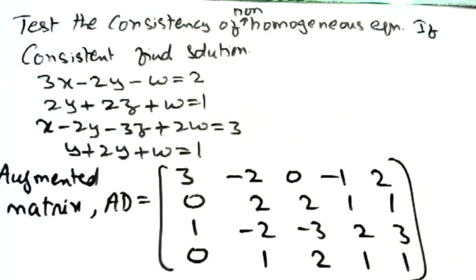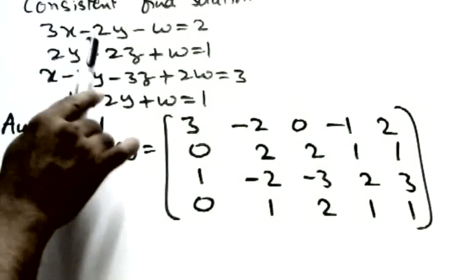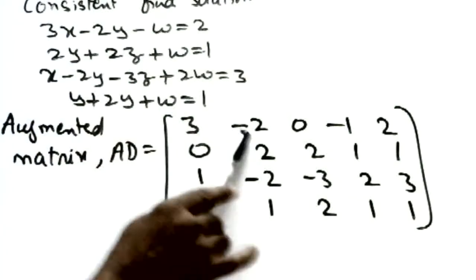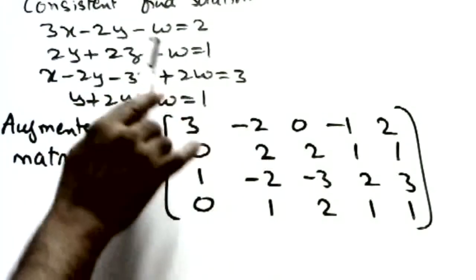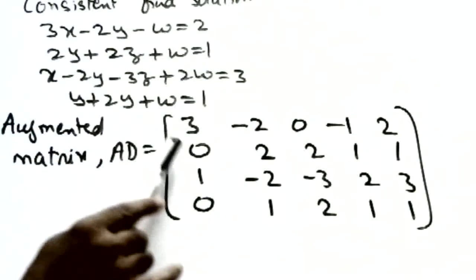Test the consistency of non-homogeneous equations. If consistent, find the solution. Now in this question we have 4 variables, x, y, z and w. Let me write the augmented matrix. See here, x is 2, 3, minus 2. Here we don't have z, so write 0. The w coefficient is minus 1, equals 2.